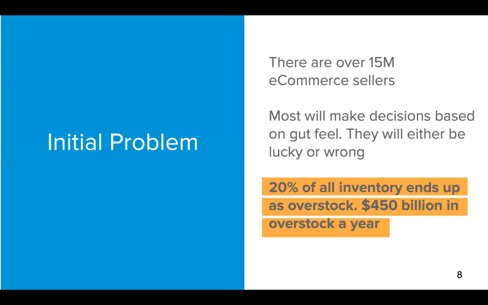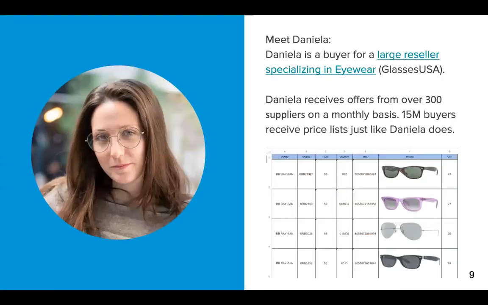What we know is that there are over 15 million online sellers, and most of them will make decisions based on gut feel. They will be either lucky or wrong because 20% of all inventory ends up as overstock. That translates into $450 billion in overstock a year in the US only. And most online sellers, before they want to sell a product, need to source the product. So let's talk about the challenge of sourcing the right products, right?